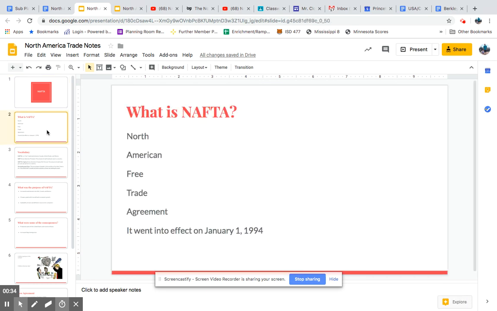Okay, so what is NAFTA? NAFTA is the North American Free Trade Agreement. It went into effect on January 1st, 1994, so it's been around for 25 years.